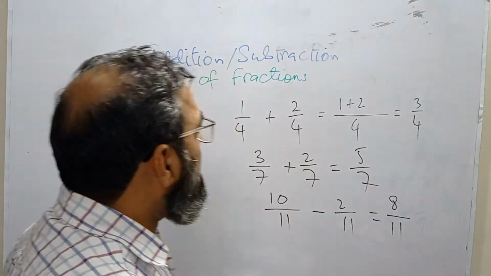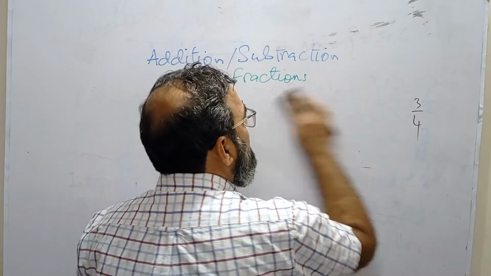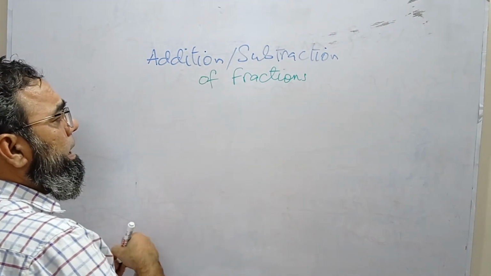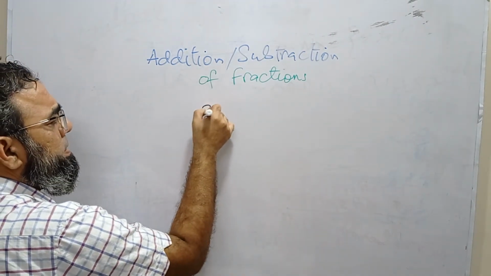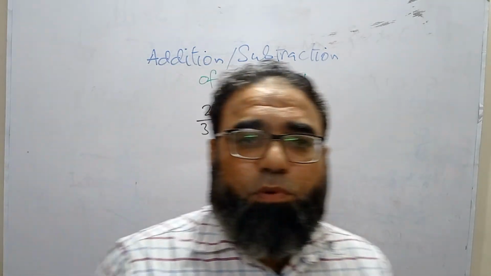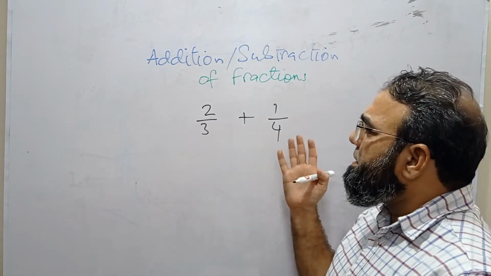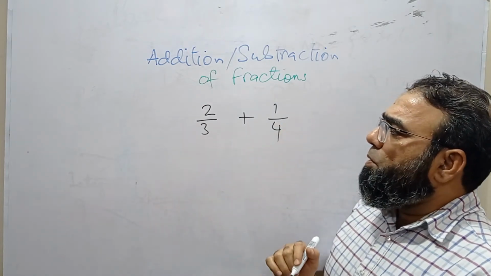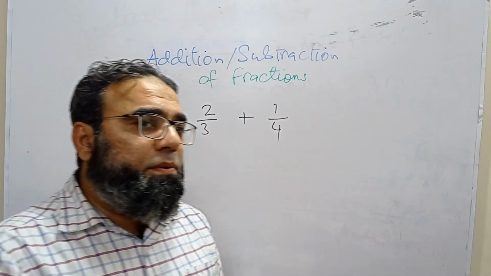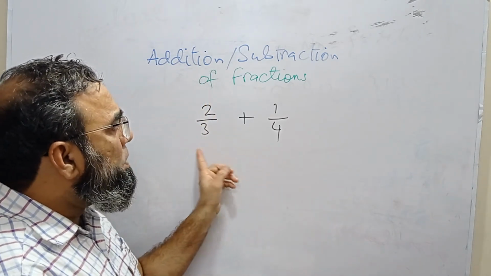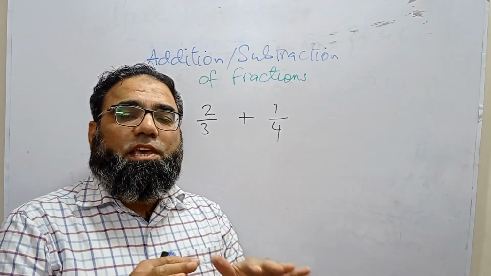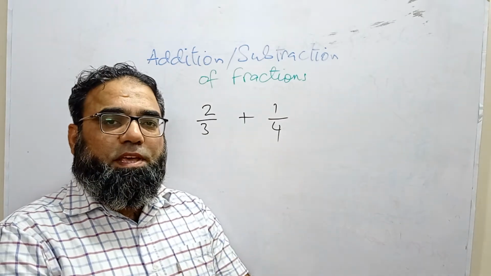Now I take you to the addition and subtraction of unlike fractions. Suppose you have to add 2 over 3 with 1 over 4. There is a lengthy procedure involved here to add these fractions. So I will be taking you to another video where I'll tell you how to add up unlike fractions like this. For now let's keep it to the addition and subtraction of like fractions.